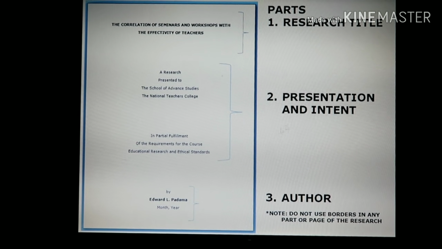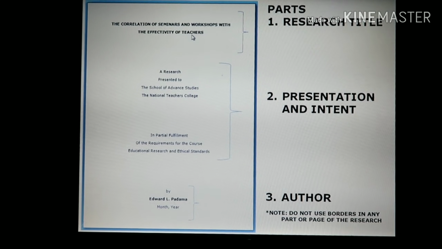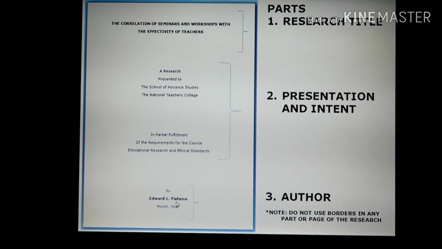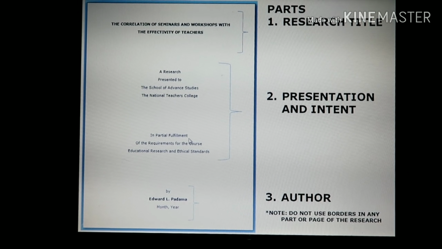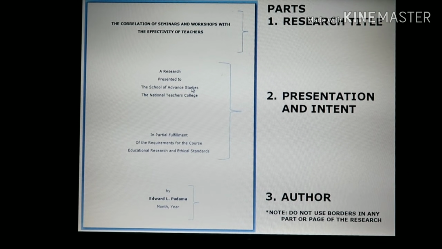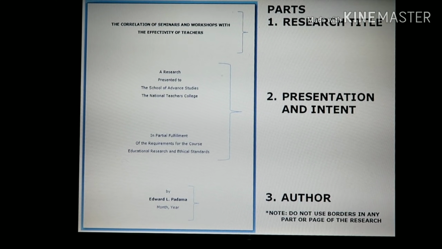Another reminder, going back to this part 2, presentation and intent. If you observe, the title and the name are the only two parts that are presented in bold, but this one, the title, is presented in bold and all capitalized letters, while in this one, the name of the author, this is presented in bold but it is not in all caps, so please observe those rules. While these two parts under the presentation and intent are presented in the normal rule of capitalization.